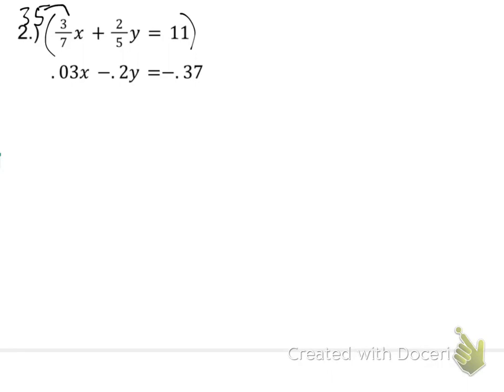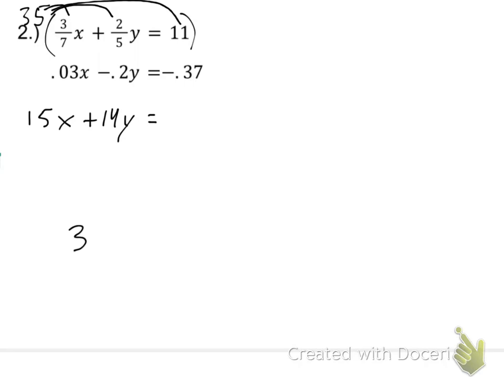What's 35 times 3/7? Stop. Let's think of this. What's 35 divided by 7? 5. And 5 times 3 is? 15. I did not need to use a calculator. What's 35 divided by 5? And 7 times 2 is? So it's 14y. And equals, don't forget to go all the way across. What's 35 times 11?